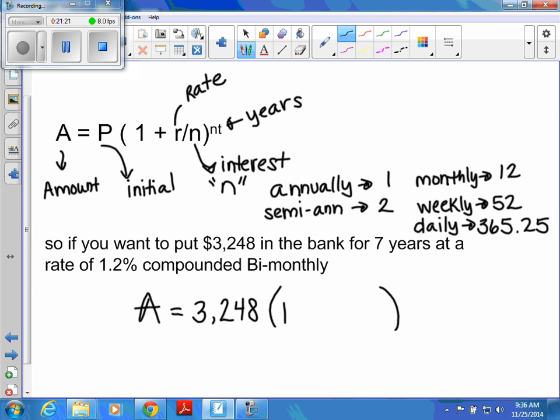You're going to put a 1 there. Plus. What goes on top is the rate. And right now it's 1.2%. You cannot write it as a percentage. You have to write it as a decimal. So 1.2% is 0.012.